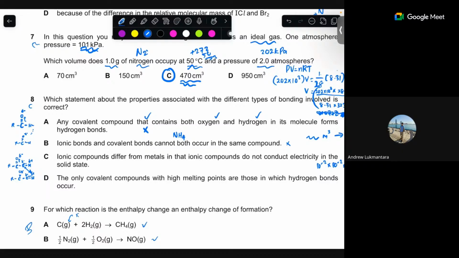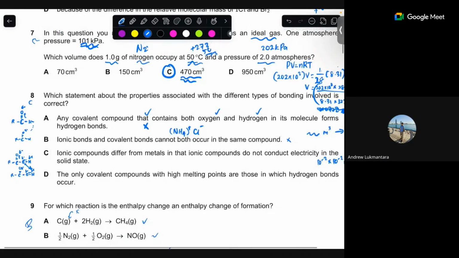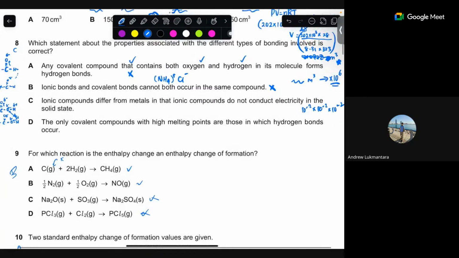Covalent is inside. Ionic and covalent bond, actually they can occur. I couldn't actually find a proper example over here, but let's look into a different statement first. Ionic compounds differ from metals. Ionic compounds do not conduct electricity in solid state.